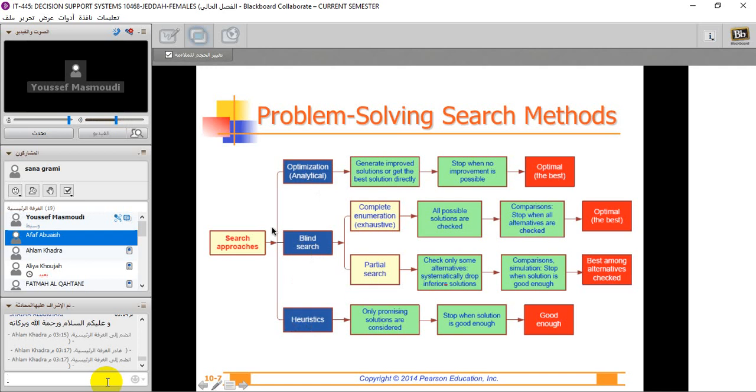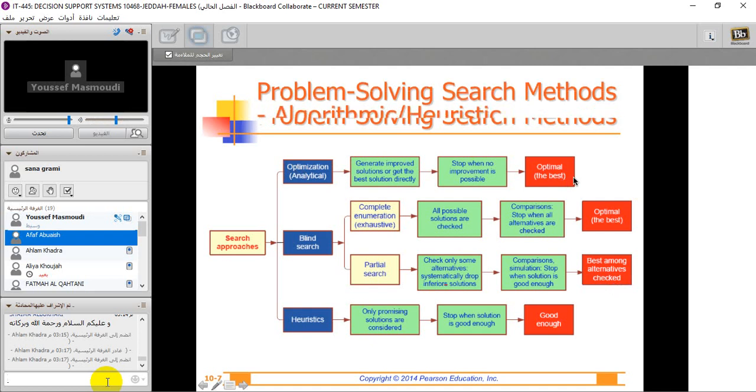For the blind search, it's a mix between the optimization and heuristic. Okay, so in heuristic, it's a good enough solution. In the blind search, you can go to the best among alternatives checked. And for the optimization, you can go to the optimal, that means the best solution.